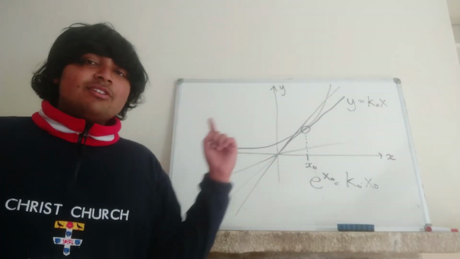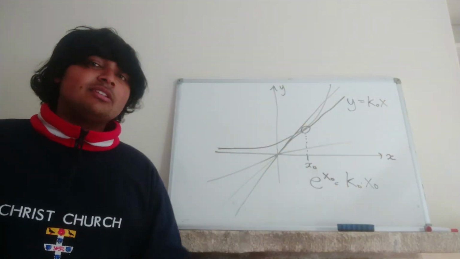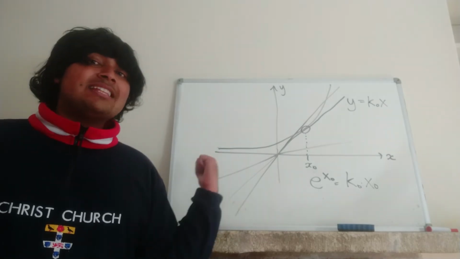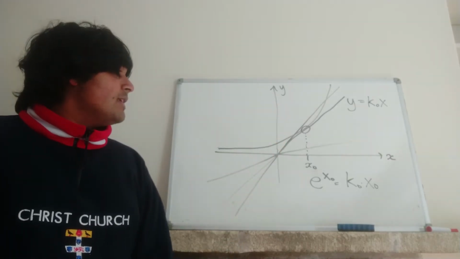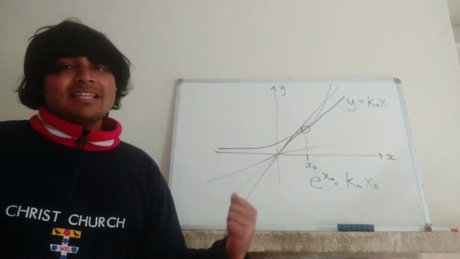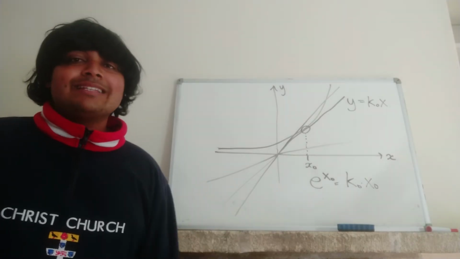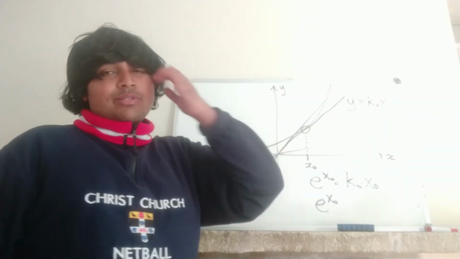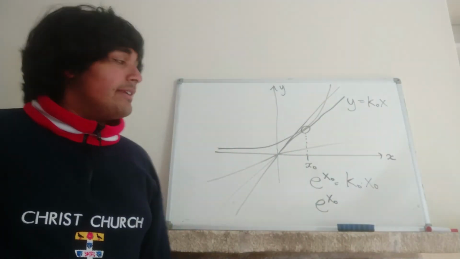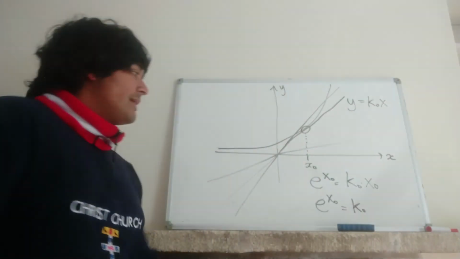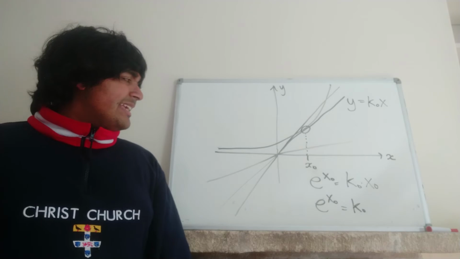But also, because they just touch as opposed to intersecting, we also know that their derivatives are equal at this point. So what's the derivative of e to the x? Well, that's just e to the x. And then evaluating that at x naught gives us e to the x naught. And the derivative of this line here, so y equals k naught times x, is just the constant k naught. So we have that e to the x naught is equal to k naught. So we have these two equations here.